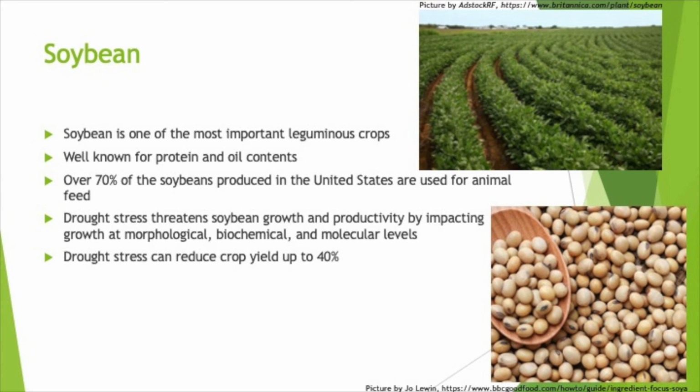Drought stress threatens soybean growth and productivity by impacting growth at morphological, biochemical, and molecular levels. Drought stress can reduce crop yield up to 40%. It is one of the most crucial environmental factors that reduces crop yield. We need to develop soybean crops with drought-tolerant traits.